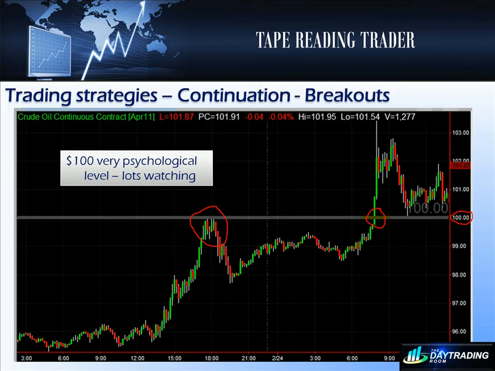Okay, so those are breakouts, pretty standard textbook stuff really, but just thinking how we're going to look at the tape, how we're going to integrate the tape so we can pinpoint these breakouts and almost decide whether yes it's going to break, no it's not going to break, or hey we're not sure, we're going to stay out of the market.